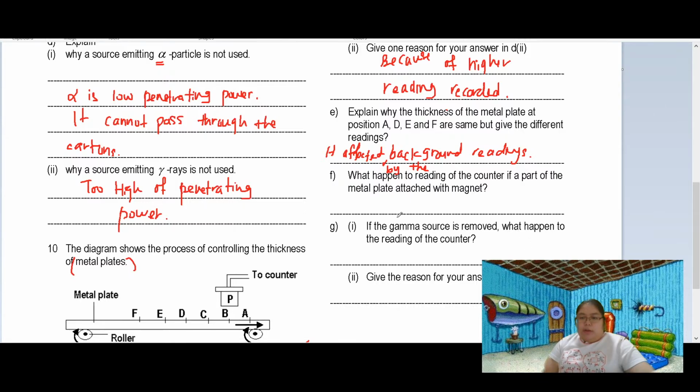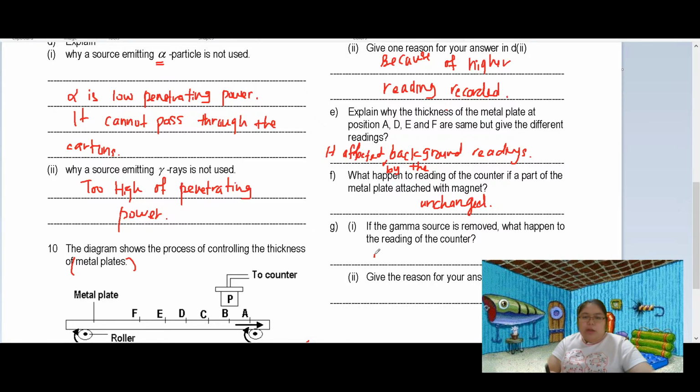The next one is: what happened to the reading of the counter if a part of the metal plate is attached with a magnet? If I put the magnet, what do you think about the reading? You need to think back. What particle are we using? We're using gamma, is it? Then I put the magnet. Actually, gamma is not deflected by a magnet. You put a charge, you put a magnet, gamma has no effect. So your answer should be unchanged.